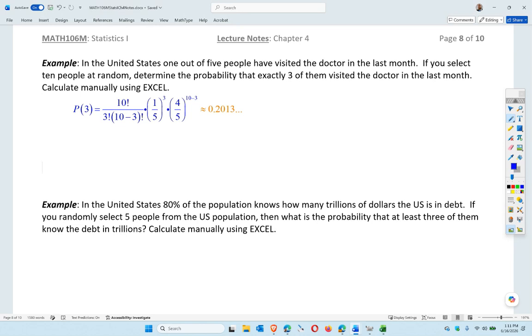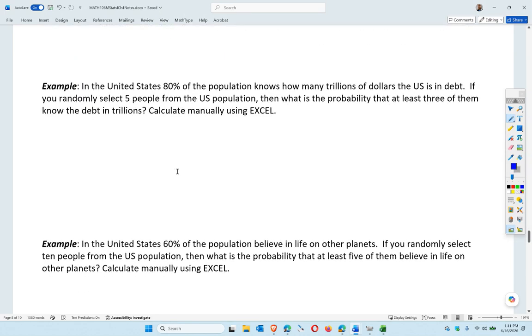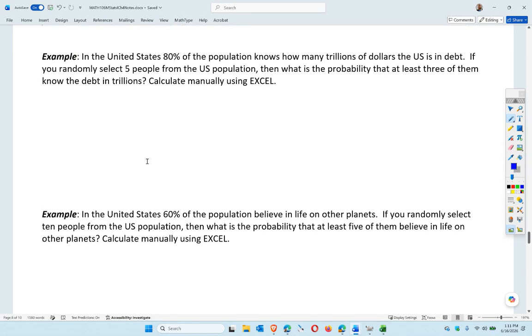Okay, let's look at some scenarios. So these are all singleton scenarios. Let's look at some multiple scenarios now. So let's say 80% of the population knows how many trillions of dollars the U.S. is in debt. If you randomly select 5 people in the U.S. population, what's the probability at least 3 of them know the debt in trillion? Again, we're still calculating manually in Excel.